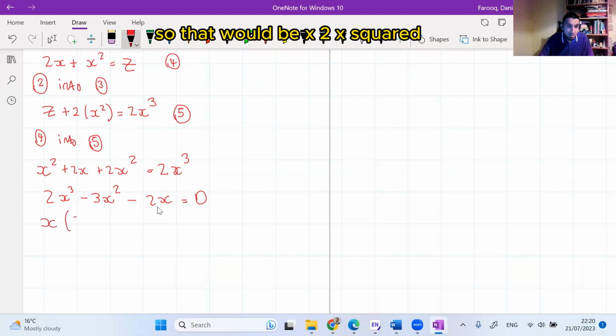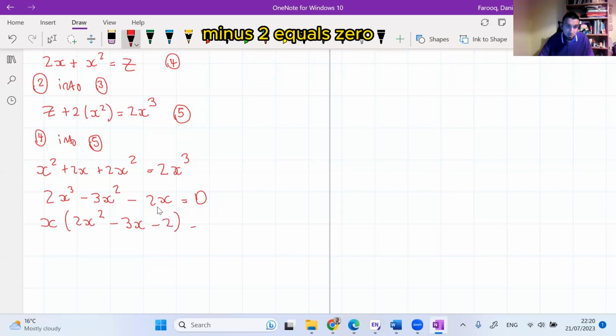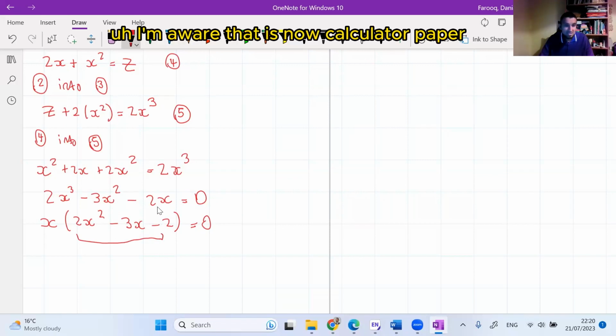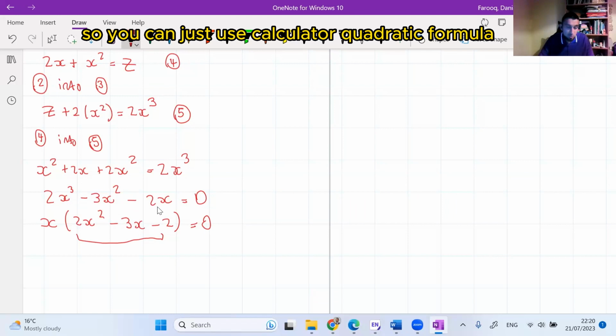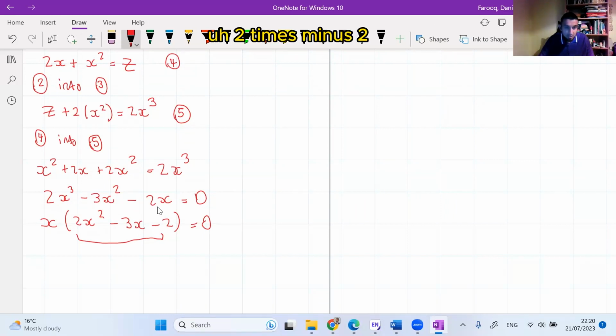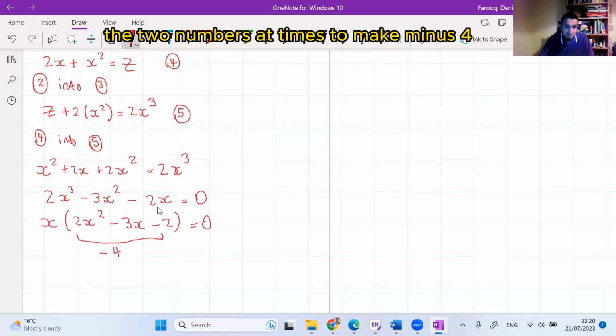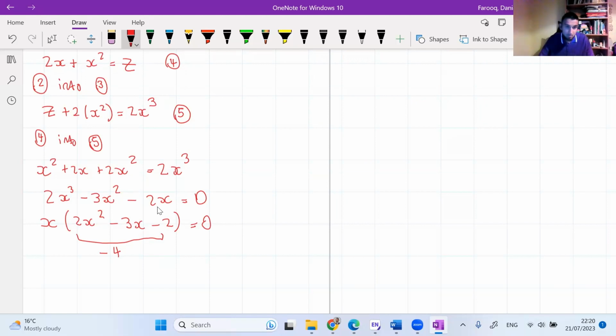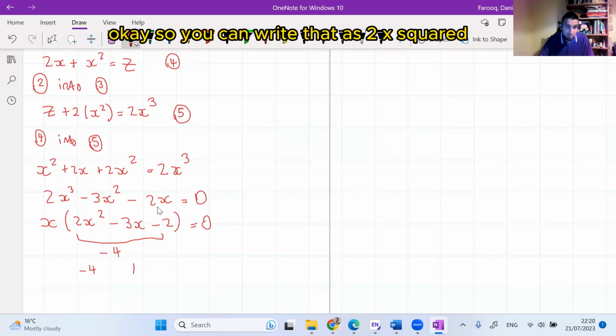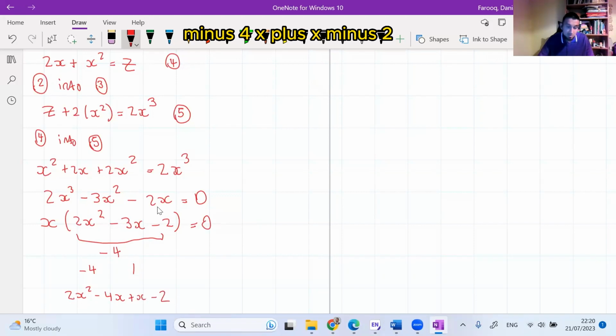So that would be x, 2x squared minus 3x minus 2 equals 0. Now this quadratic we can solve. I'm aware that this is a calculator paper, so you can just use the calculator quadratic formula. 2 times minus 2 is minus 4. The 2 numbers that multiply to make minus 4 and add to make minus 3 are minus 4 and 1.